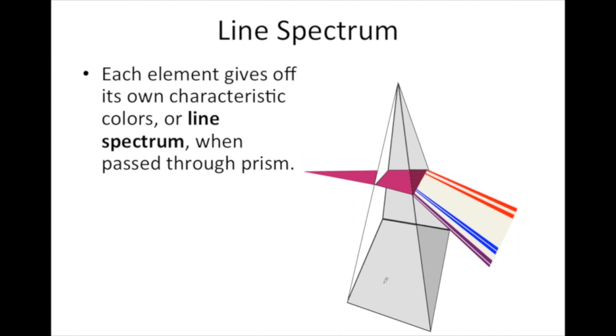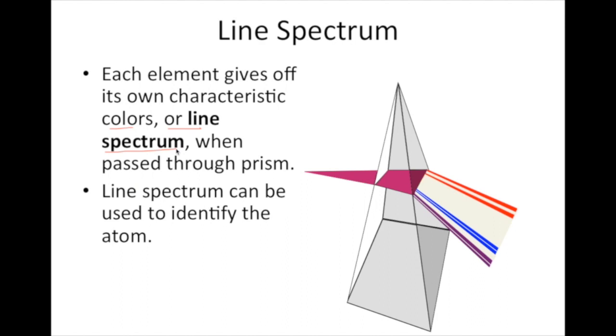Each element gives off its own distinct colored lines when we pass them through a prism, and we call these spectral lines the line spectrum. The line spectrum can be used to identify a particular element.